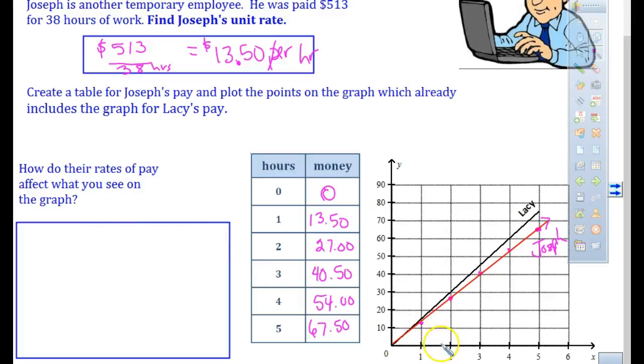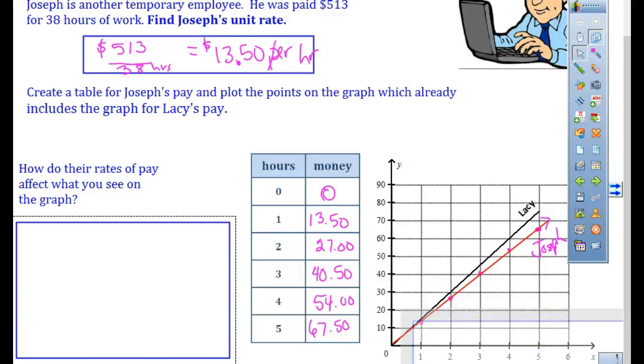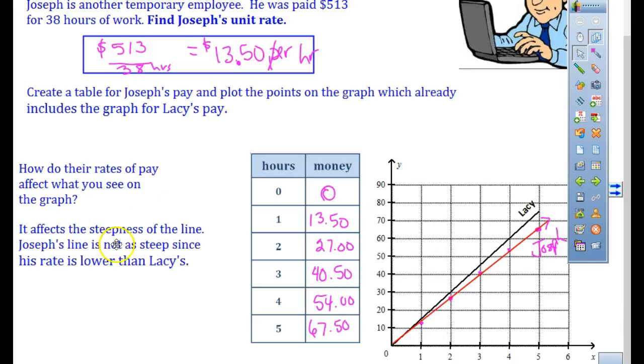And what you're looking at is, as our x increases by 1, this is kind of important that we look at, as the x increases by 1, we are looking at their steepness. And in this case, Joseph's line is less steep or flatter. It's not as steep as Lacey's. And his rate of pay was less than Lacey's.